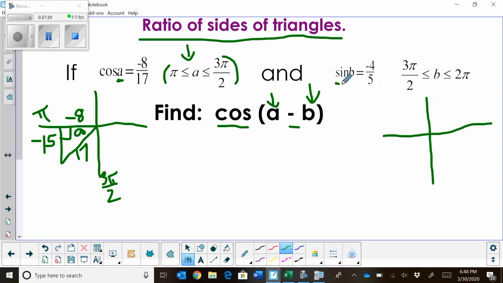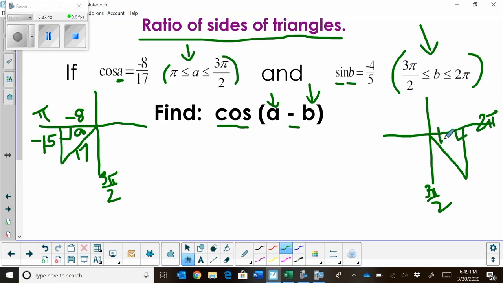Okay, now let's look at the second one. We're looking at the sine of B. So we have a second angle B, and we have to draw it. Which quadrant are we in? We're at 3 pi halves to 2 pi. That means we're in quadrant 4. I'm going to draw a reference angle, and what do we know about the reference angle? It comes out of the origin and it touches the x-axis. So there's angle B.